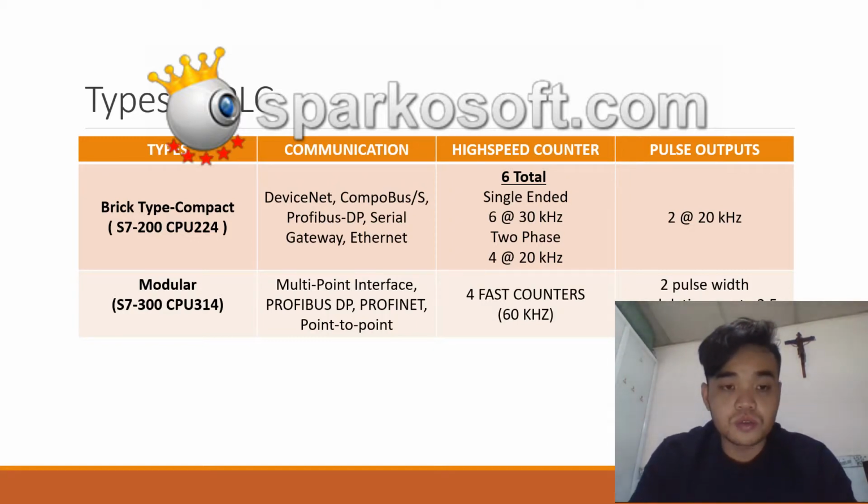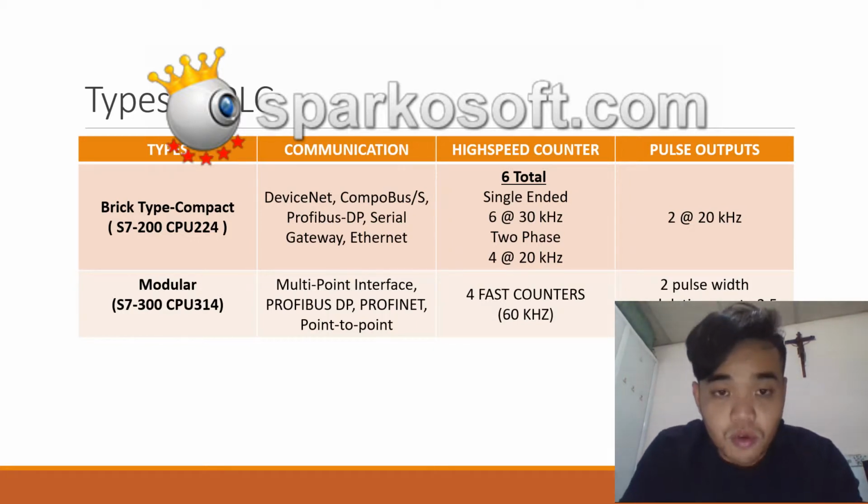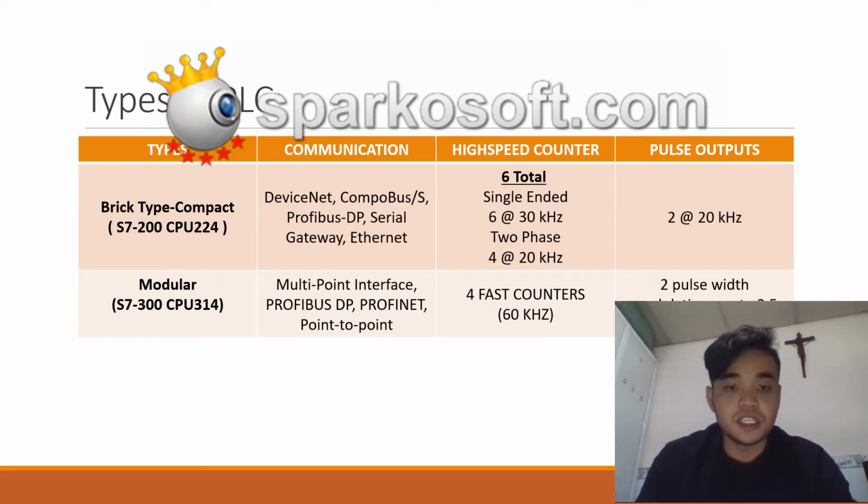It uses CPU 224. The communication is general purpose COM, Profibus, serial gateway, Ethernet. The high speed counter count is 6 in total. The pulse output of this is 2 pulses with 20 kHz.